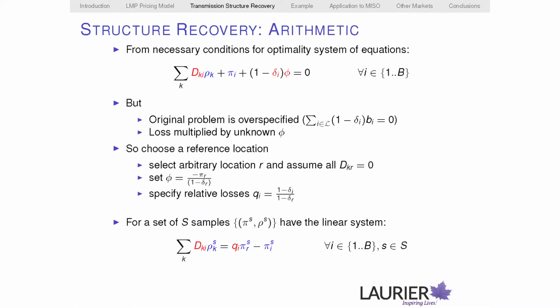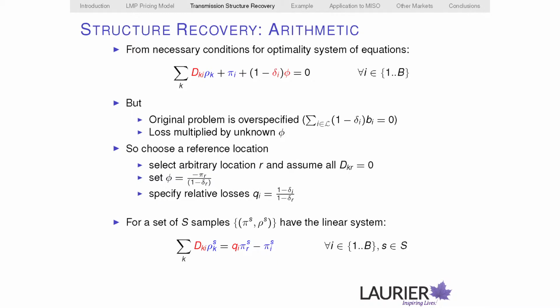So we've got this system of equations, which has a couple of little problems. One, the system's not linear, because we've got loss multiplied by this unknown variable, phi, which is both unknown and we're not particularly interested in it. So we can take advantage of the fact that the original problem is overspecified, and so using the market clearing condition, if we have production at n-1 buses, we can figure out the production at that last bus.